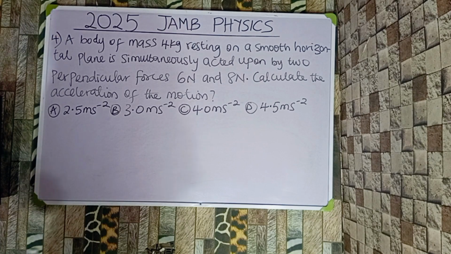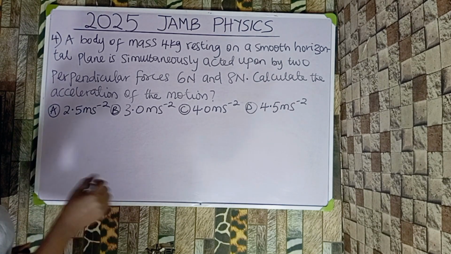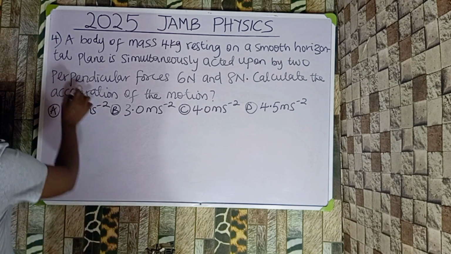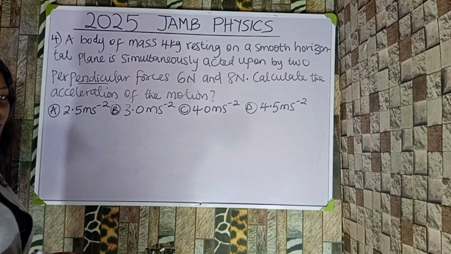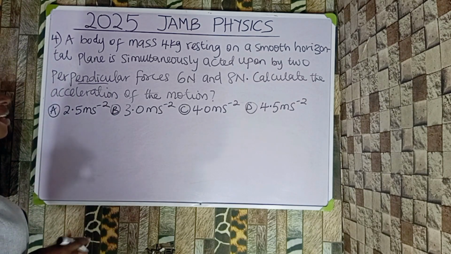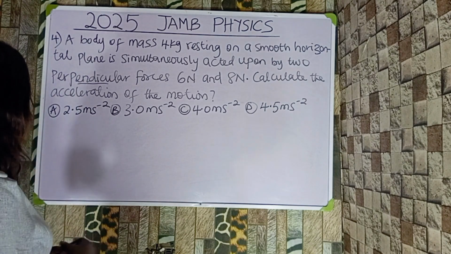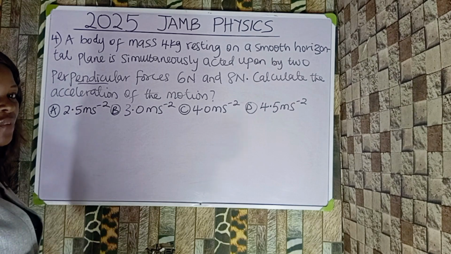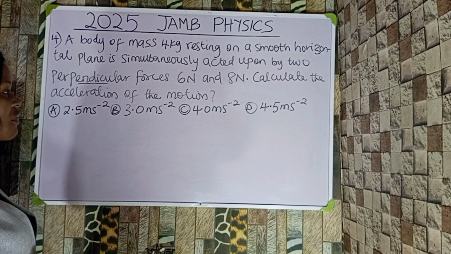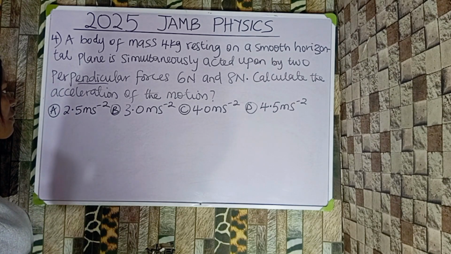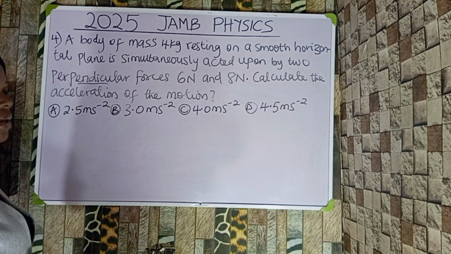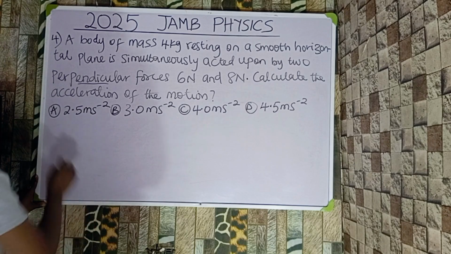All right, so for us to be able to solve this, we are going to look at one particular thing: two forces, and they are acting perpendicular to each other. Do we understand? That means they are right angle vectors. So we're going to resolve them to get the resultant vector. And if we get the resultant vector, we are now going to use the resultant vector to solve for our acceleration. Now, what am I going to do?